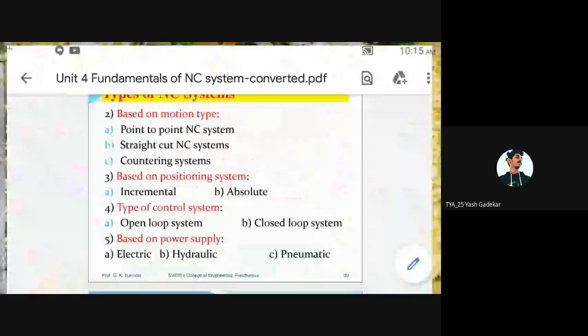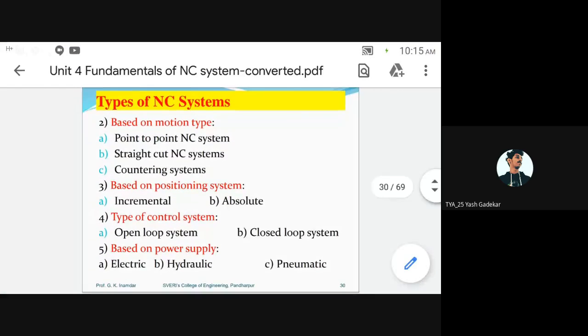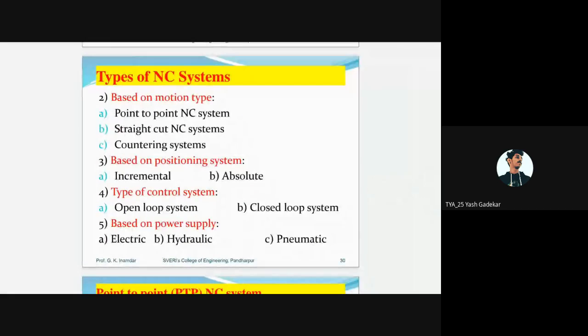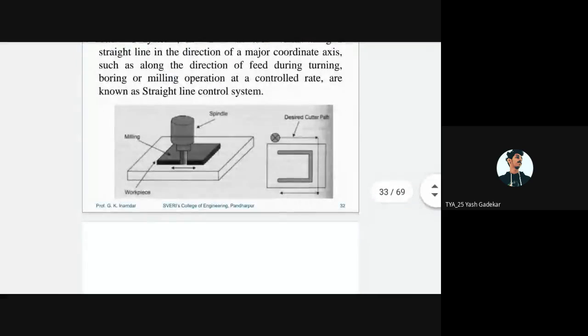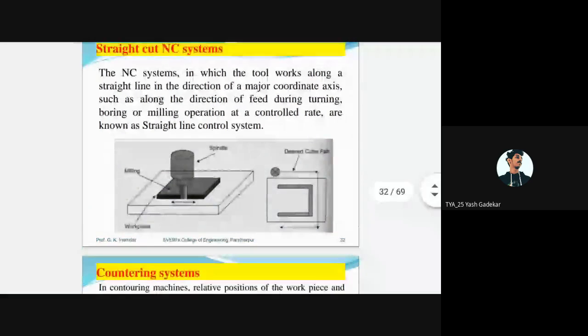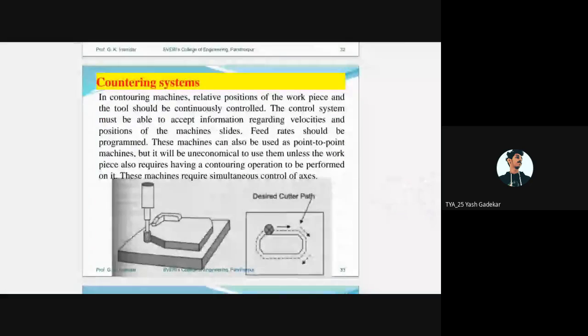Okay. So based on motion type, based on position system, types of control system: open loop system and closed loop system. Today we have to complete this, so directly we will go there. After straight line, the images are showing better explanation. Straight line is nothing but whatever the straight line or any straight portion will be covered by this tool. Contouring system is nothing but any additional tool. If you incline it, the transformation is also available in contouring.